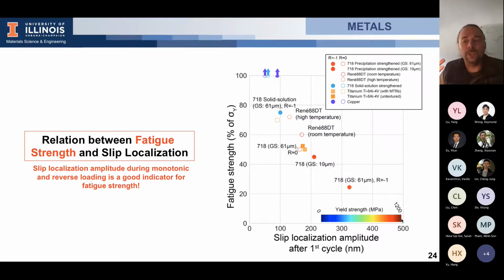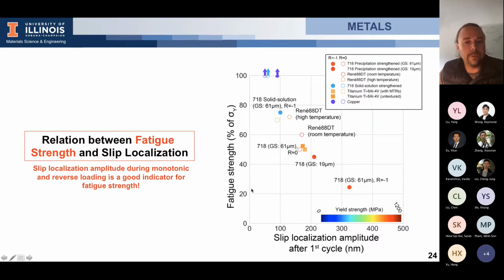So when you have a ratio of 0, you don't reverse, but when you have a ratio of -1, you do reverse and you recover some of the slip events, but some others you don't recover. And so you have irreversibility. In this measurement, after the first cycle, you can also capture this irreversibility. So here we do have a relation for most of the metals between fatigue strength and the amplitude of the localization during the first cycle. So the first cycle can inform on your fatigue strength. So it's a very interesting result here.